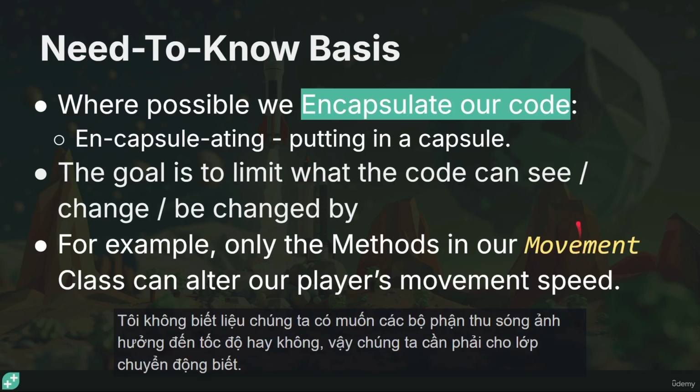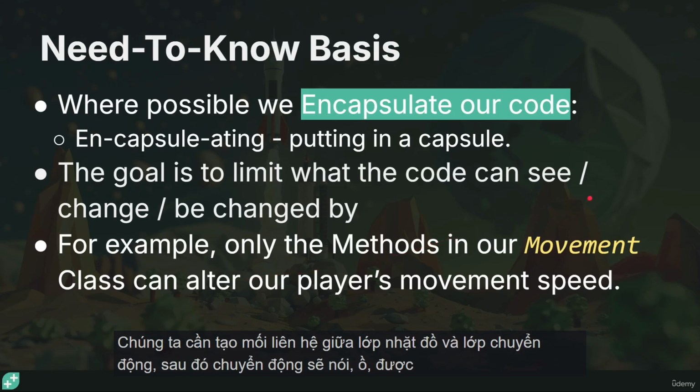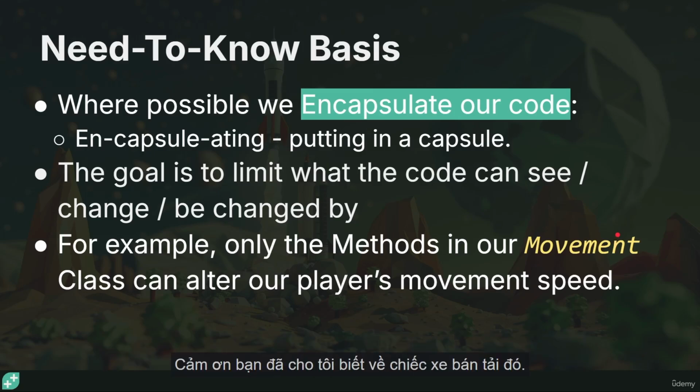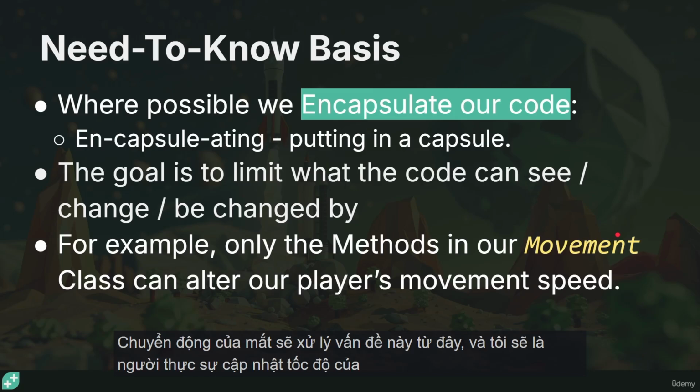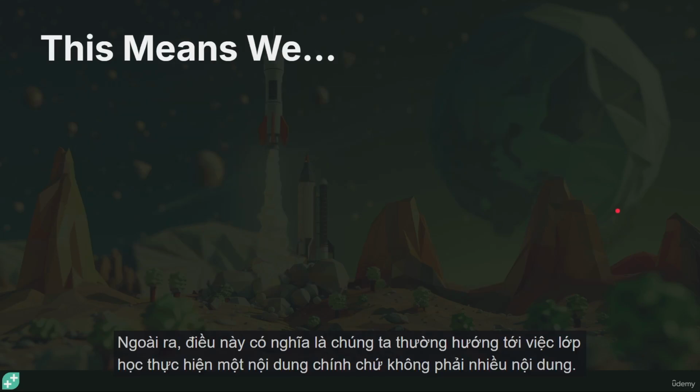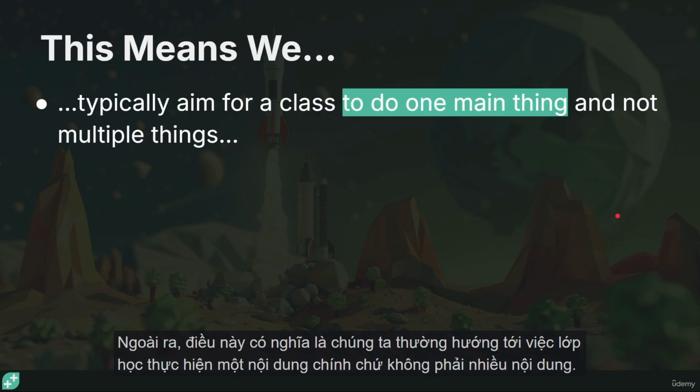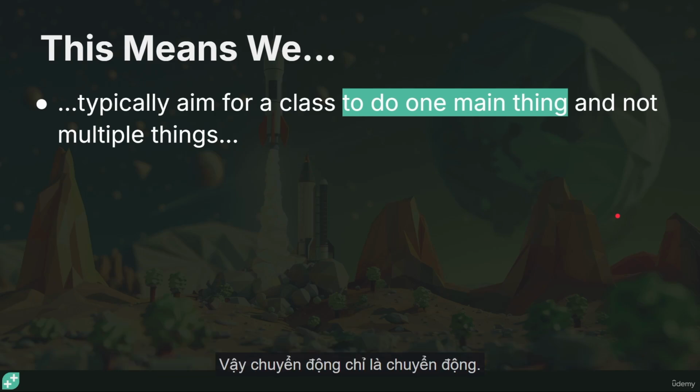I don't know. If we want to have pickups influence the speed, then we need to tell the Movement class. We need to make a connection between the Pickup class and the Movement class, and then Movement says, oh, okay, thanks for letting me know about that pickup. Movement will take care of it from here, and I'll be the one who's actually updating the speed of the player. Also, this means that we typically aim for a class to do one main thing and not multiple things. So Movement is just about movement. It's not movement and level loading. It's just movement. Level loading belongs in the level loading class.